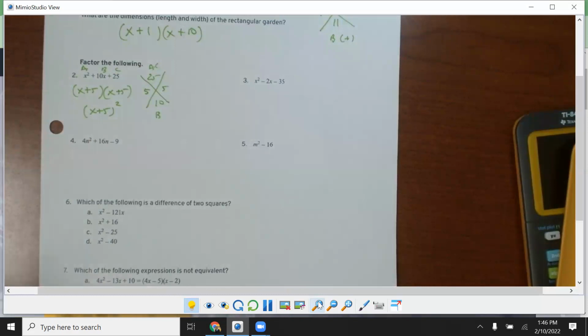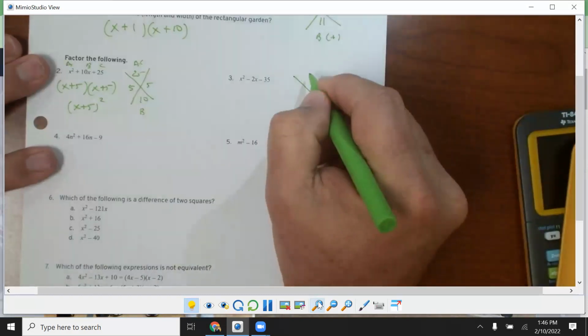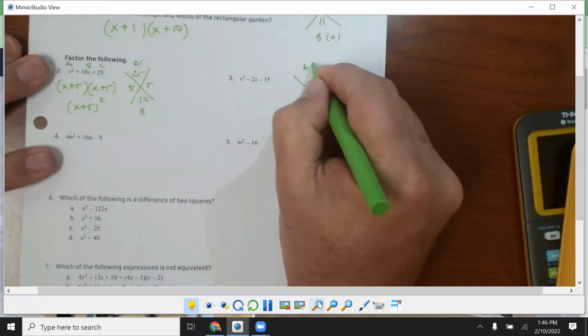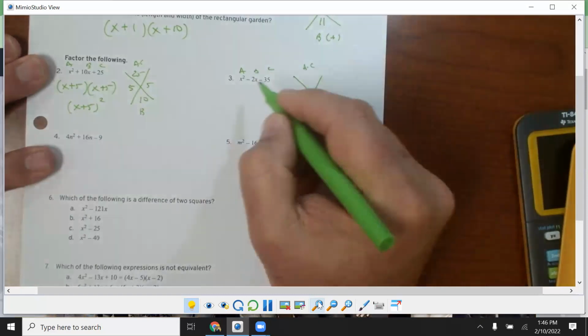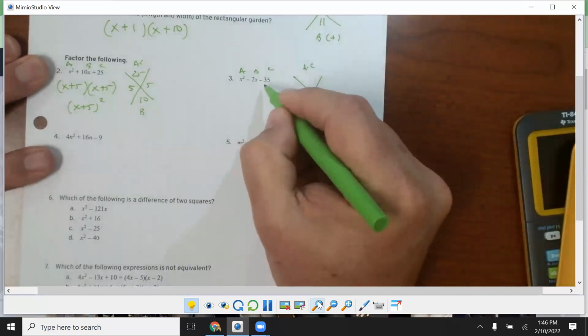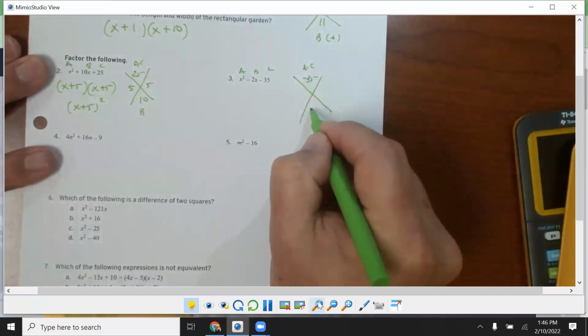All right, so let's do number 3. Number 3, same thing. All right, my A times C, and this is my B. So this is my A, my B, my C. So this is 1. 1 times negative 35 is a negative 35. This will be negative 2.